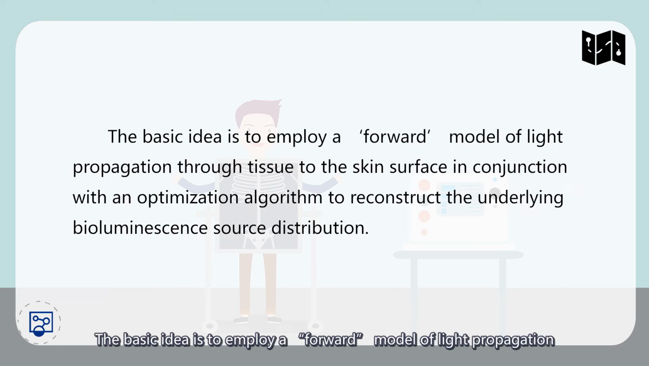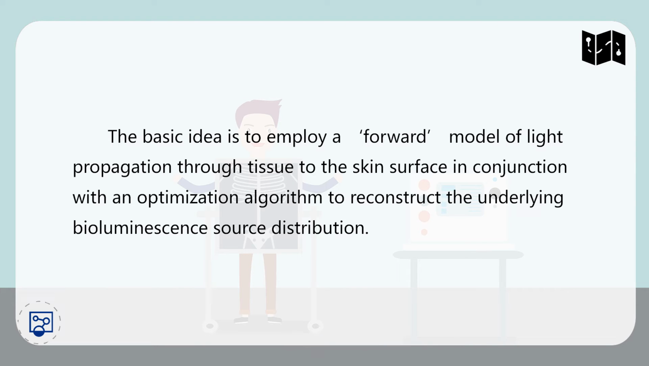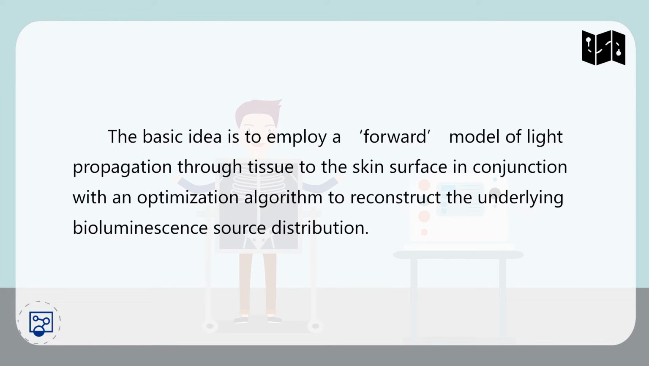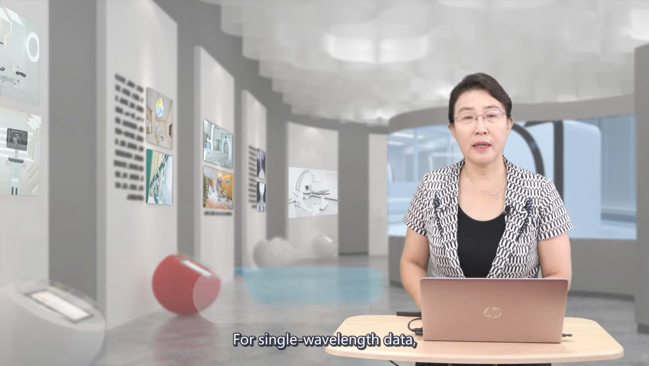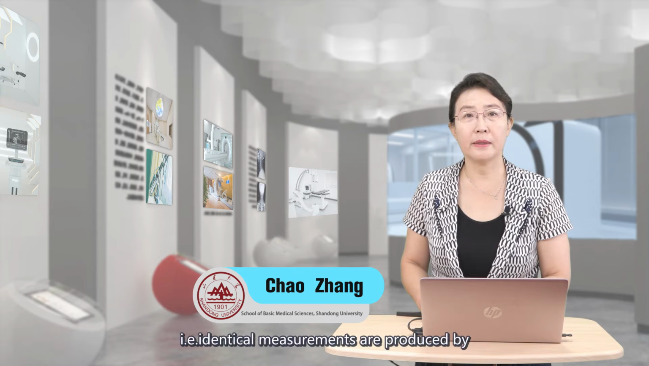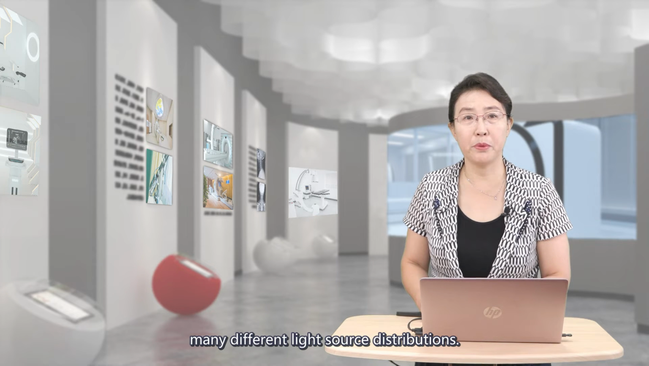The basic idea is to employ a forward model of light propagation through tissue to the skin surface in conjunction with an optimization algorithm to reconstruct the underlying bioluminescence source distribution. For single wavelength data, this inverse problem is highly non-unique. For example, identical measurements are produced by many different light source distributions.